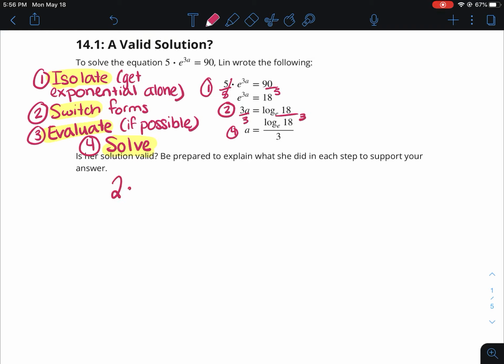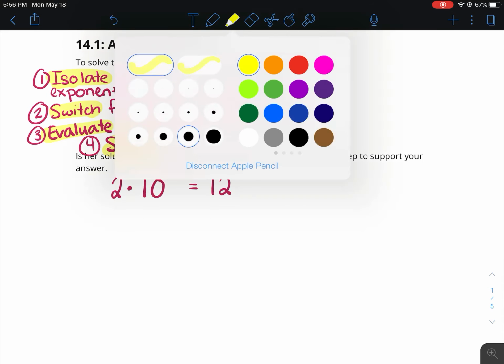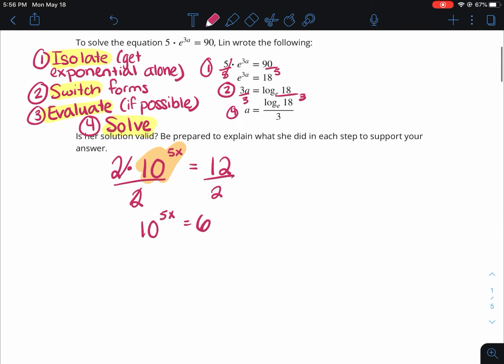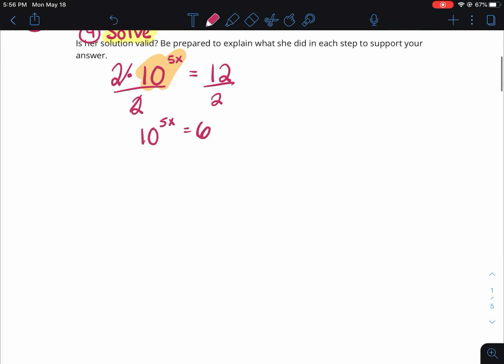So let's have 2 times 10 to the power of 5x equals 12. So our first step is going to be to isolate it, right? So that means I want to get this part alone. So I'm going to divide by 2. And I'm going to get 10 to the power of 5x equals 6.